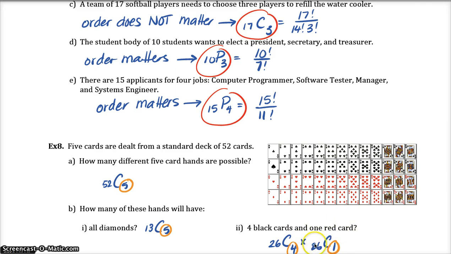Where those 26 red cards, the order in which we receive that red card does not matter, so it's 26 choose 1. My 2 right-hand subscripts total the amount of cards in my hand, which are 5. My left-hand subscripts total the amount altogether, which is 52 cards in the deck.